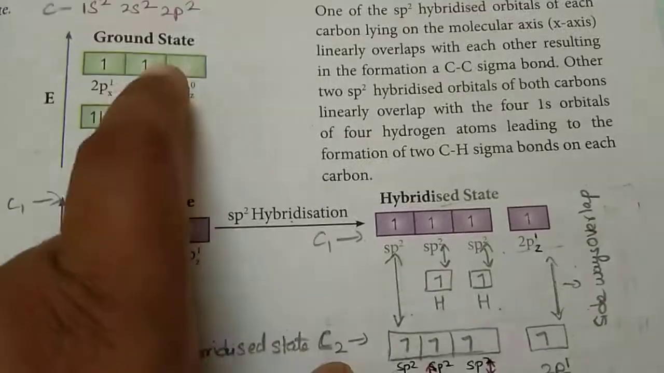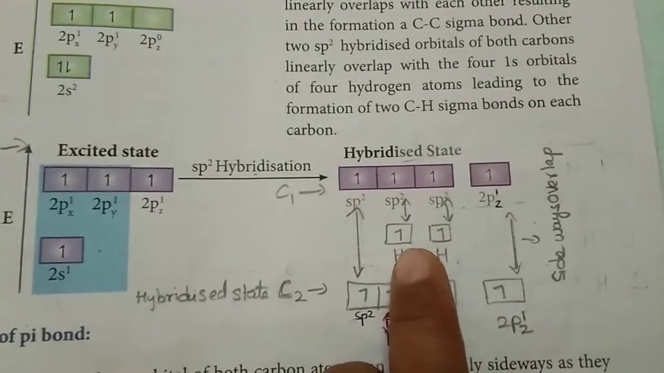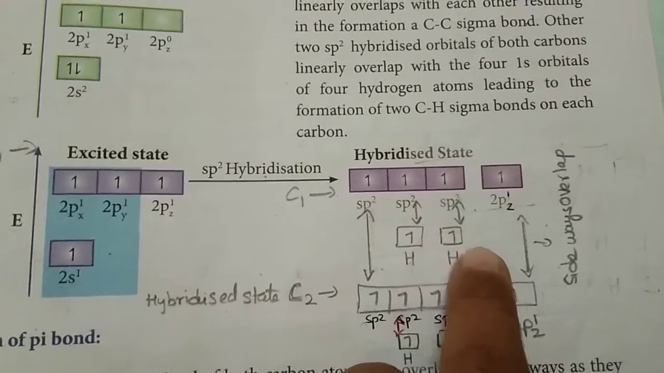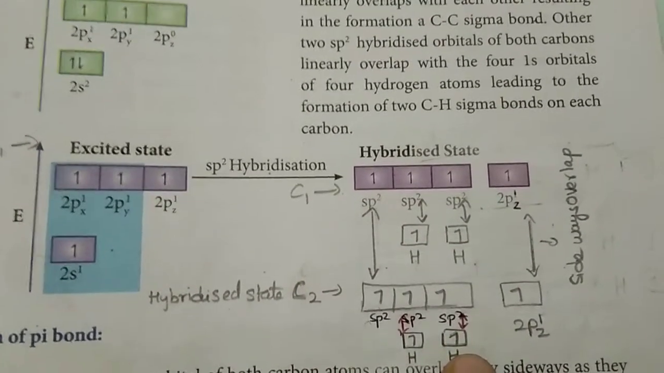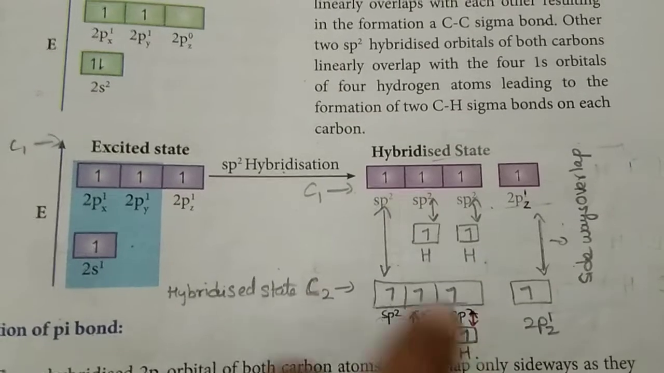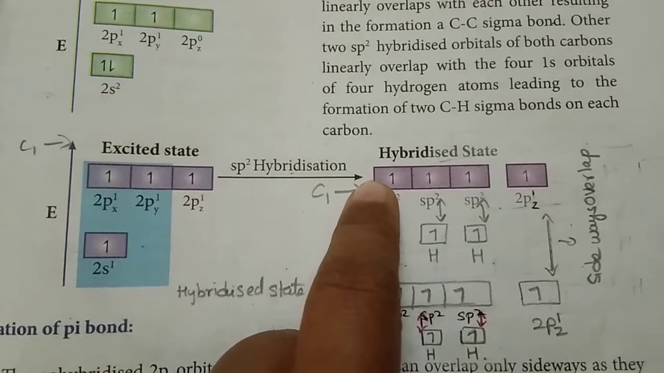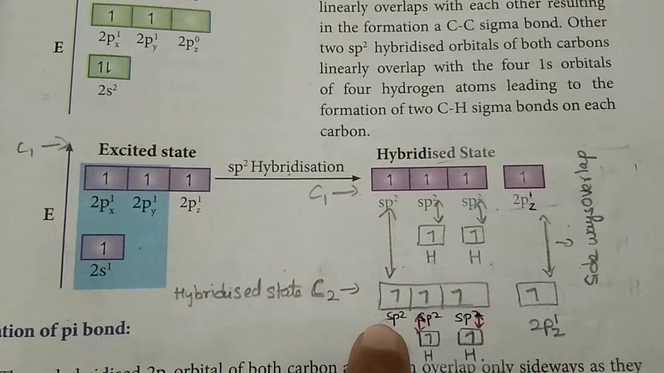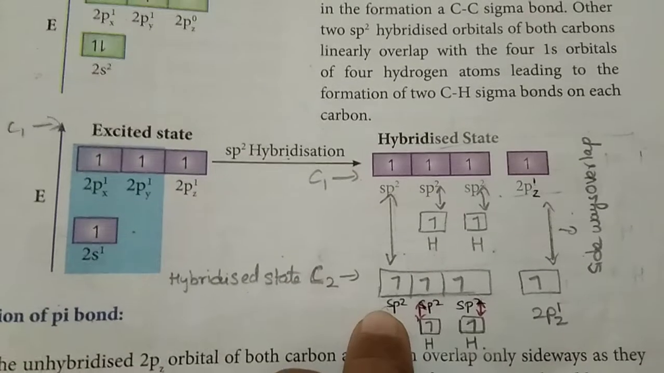So how many hydrogens do you have? What is the molecular formula? CH2=CH2, so 4 hydrogens. Hydrogen has 1 electron, so 1s with 1 electron each. Hydrogen 1, hydrogen 2, hydrogen 3, hydrogen 4. Now the hybridized sp2 orbital of carbon 1 and sp2 orbital of carbon 2 linearly overlap to form a sigma bond.